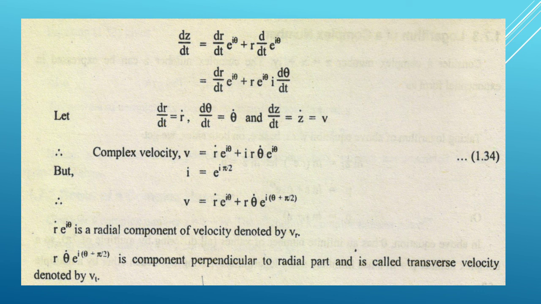Now, here the complex velocity has two components. The first one is the radial component and the second one is the transverse component. The radial component of velocity v is denoted by vr, which is r dot e^(iθ), and the transverse component of velocity is represented by vt, which is r θ dot e^(i(θ + π/2)).